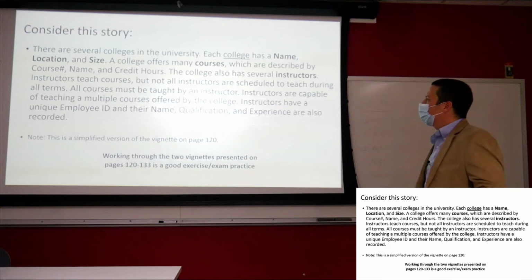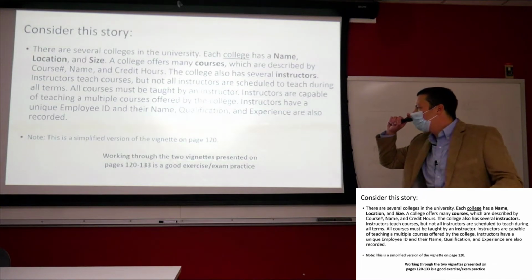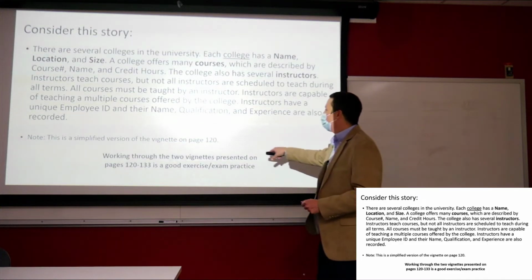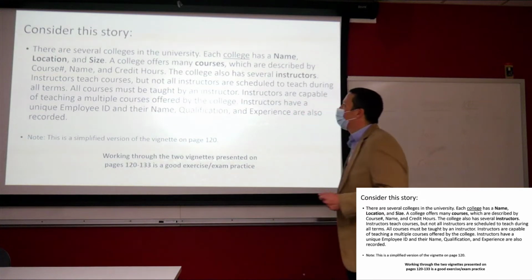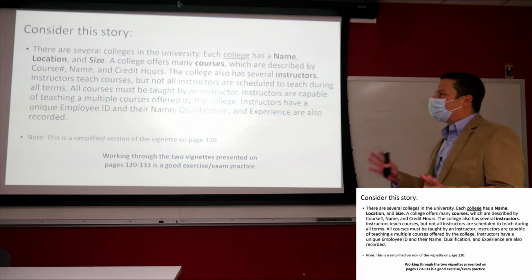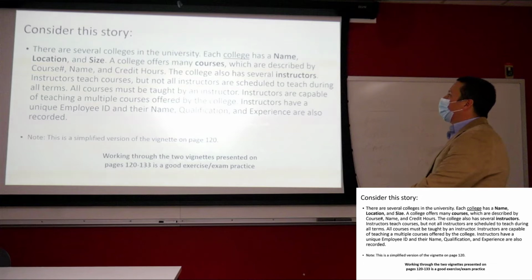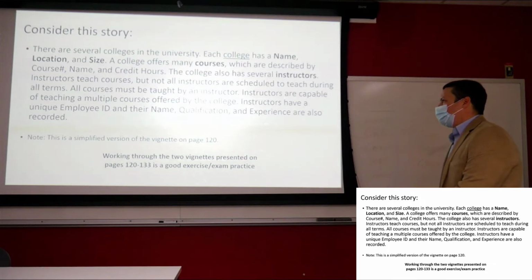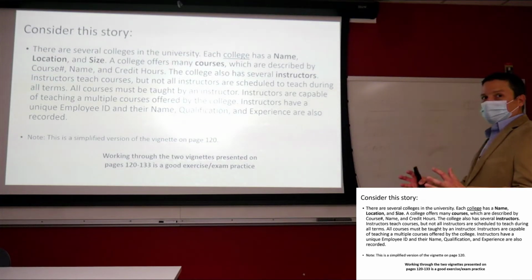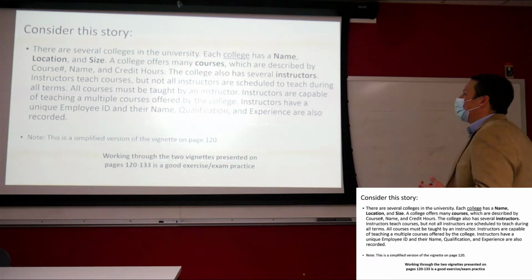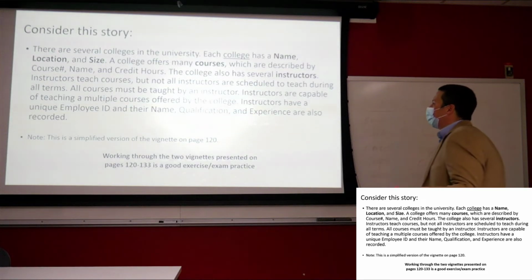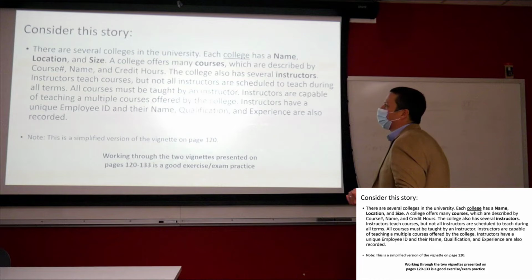All right, so we have a couple of examples here. This example is from your book, or a modified, simplified version of what's in your book on page 120. So we're going to model this simple story here. There are several colleges in the university. Each college, which sounds like an entity to me, has a name, location, and size. A college offers many courses, which are described by course number, name, and credit hours.